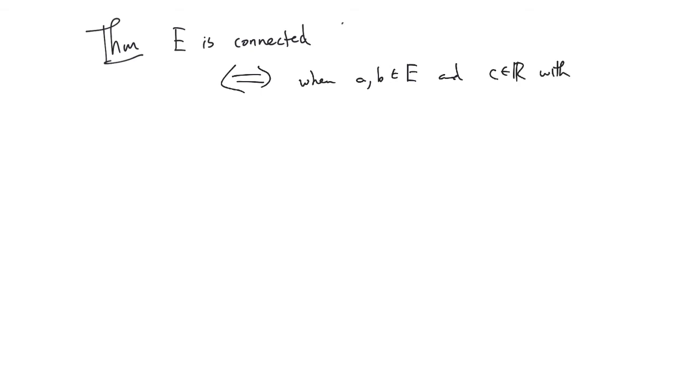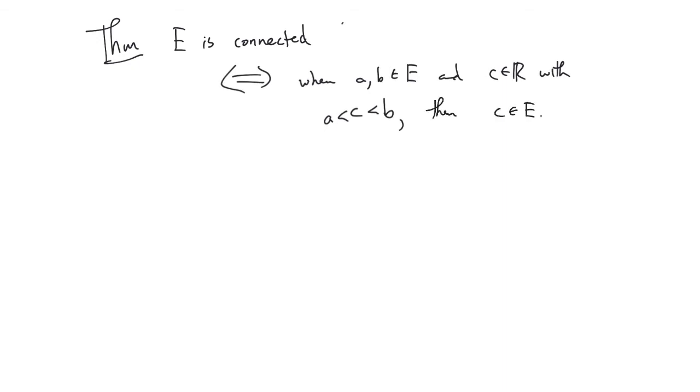So here's what the theorem says. It says E is connected. This is something I mentioned last time. If and only if, when A and B are in E and C is a real number with A less than C less than B, that is to say C is in between A and B, then C is in E.